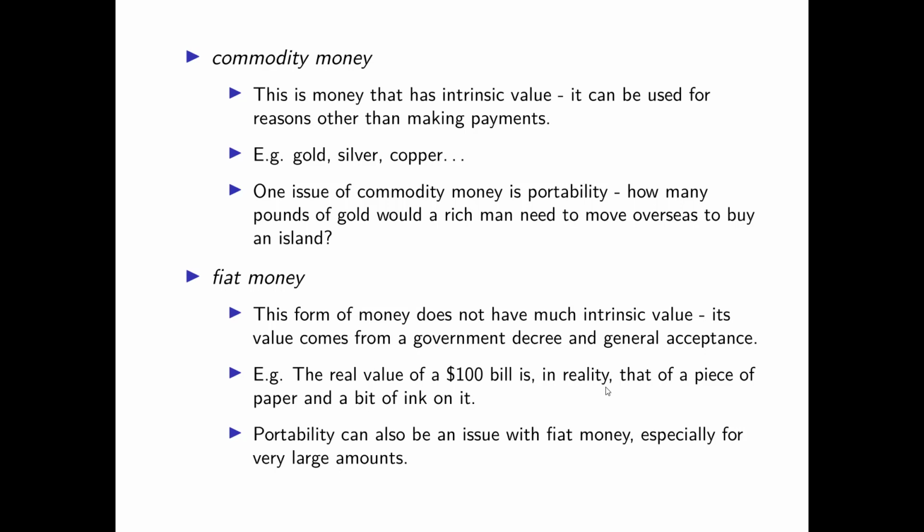What about fiat money? Fiat money is a form of money that does not have much intrinsic value, like the US dollar, for example. So the value of a $100 bill comes from a government decree and the fact that it is widely accepted. But the truth is that a $100 bill is only a piece of paper and some ink on it. So it doesn't really have much intrinsic worth. But the fact, once again, that the government has made a decree, if you look closely at a dollar bill, you'll see something written on it. Okay, and the fact that we accept it also gives it some value.